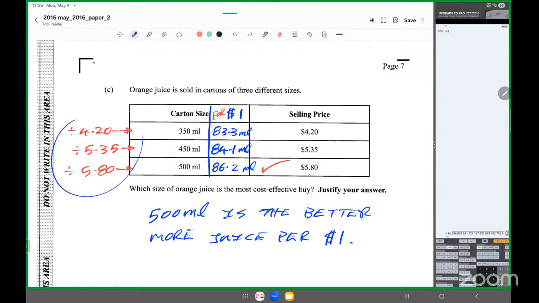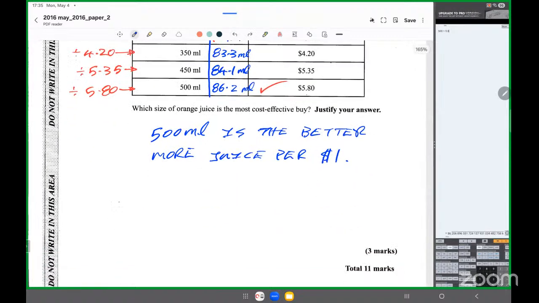I show that you divide each row by those $1. This is what the $1 is. And here I put for $1. How much juice for $1? That is it. All right, let's continue.